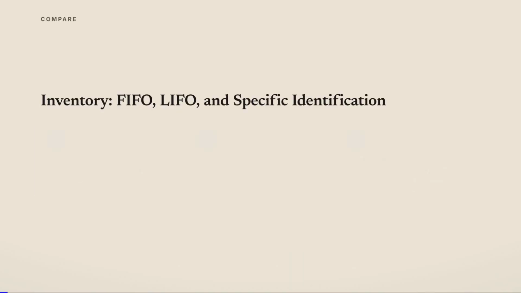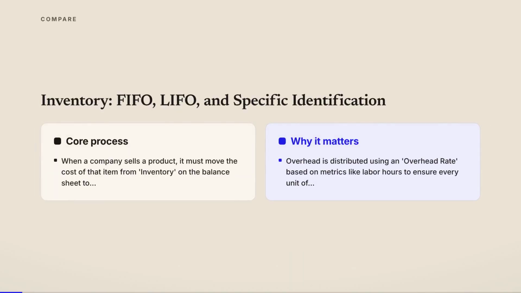When a company sells a product, it must move the cost of that item from inventory on the balance sheet to cost of goods sold, or COGS, on the income statement. But which cost do you use if prices have changed? There are 3 main methods. Specific identification tracks every individual item, useful for cars or jewelry, but impossible for cereal. For bulk goods, we use cost flow assumptions.